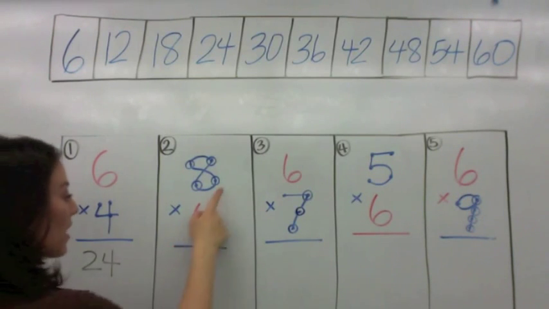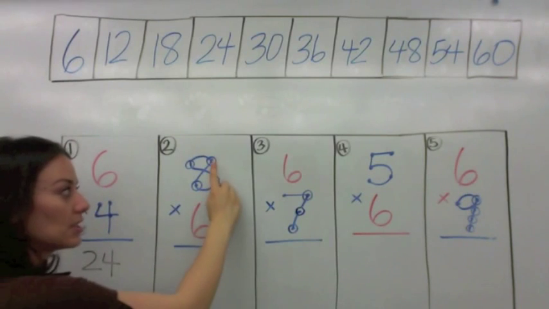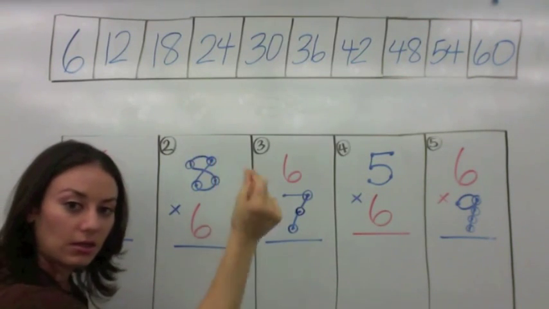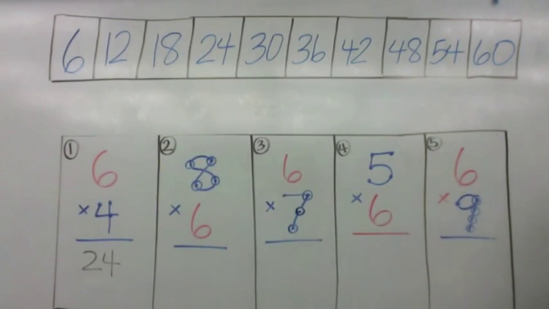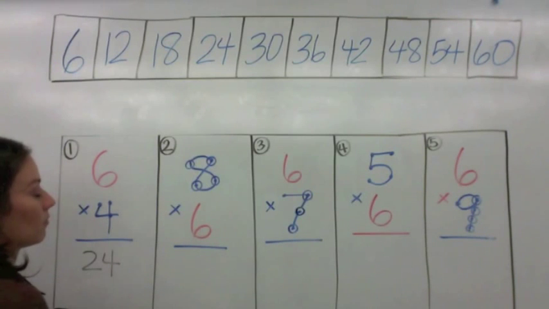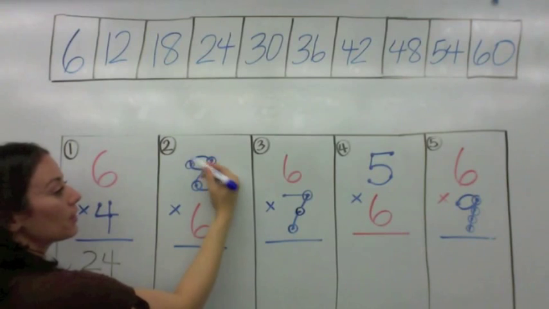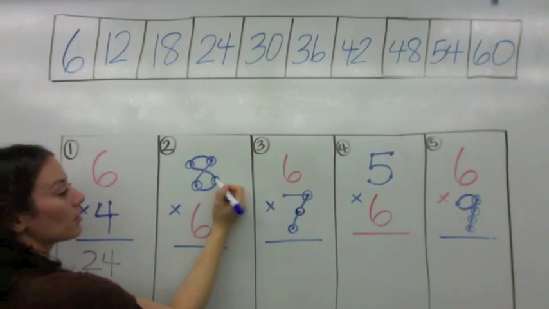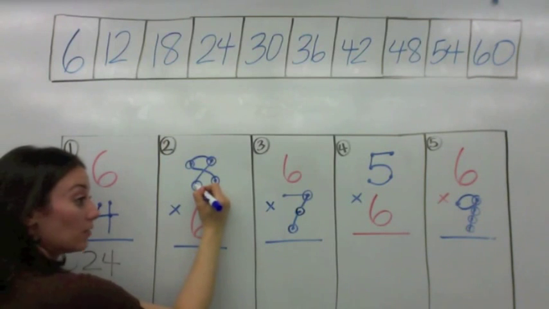Next, we have 8 times 6. Okay? 8 times 6. If you're not sure what 8 times 6 is, you're going to touch these points. Go ahead. Touch points on your paper. You could do it with your pencil. That's what I want you to do. Okay? So you're going to say 6, 12, 18, 24, 30, 36, 42, 48. What's the answer?